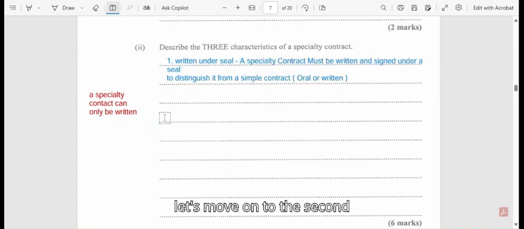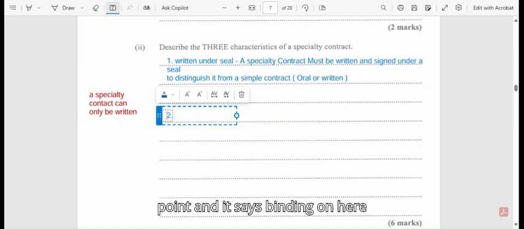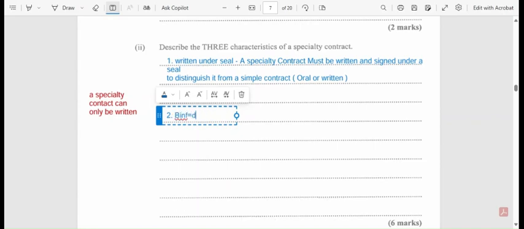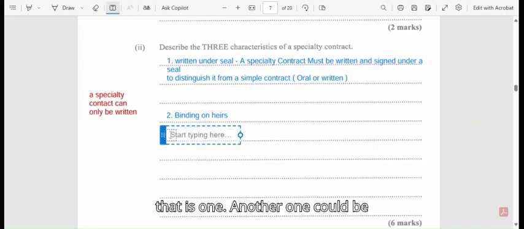Let's move on to the second point, and it says binding on heirs and assigns. Binding on heirs and assigns means that the functions of a specialty contract and the functions of a simple contract are very different in relation to what they can do and to what extent. So let's put that in. We have binding on heirs.